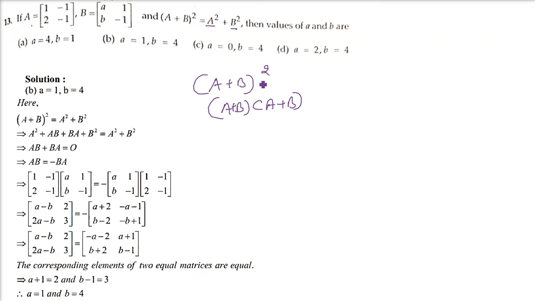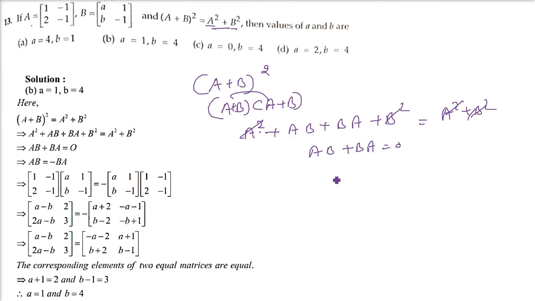So what do you get? A plus B into A plus B. A into A is A square, A into B, then B into A, then B into B, that is B square. And this is equal to A square plus B square. But what I am suggesting here is A square, B square gets cancelled. So AB plus BA is equal to 0. So AB is equal to minus BA.